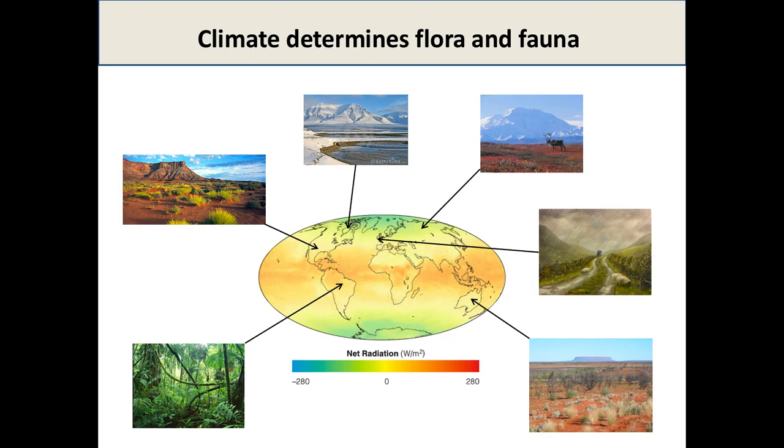And depending on the climate in a different area, that will determine the landscape. It will determine what type of plants can live in an area, and what type of plants can live in an area will determine what type of animal species can live in an area.